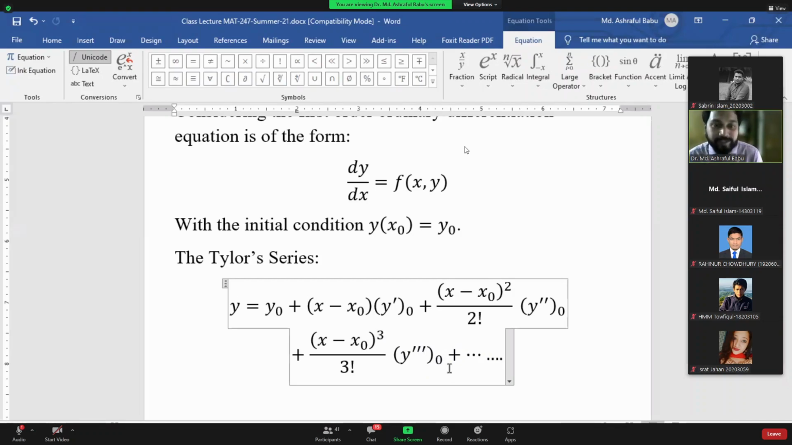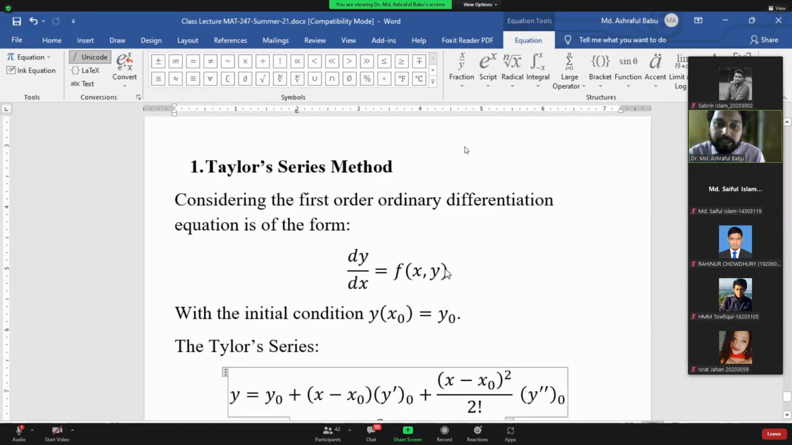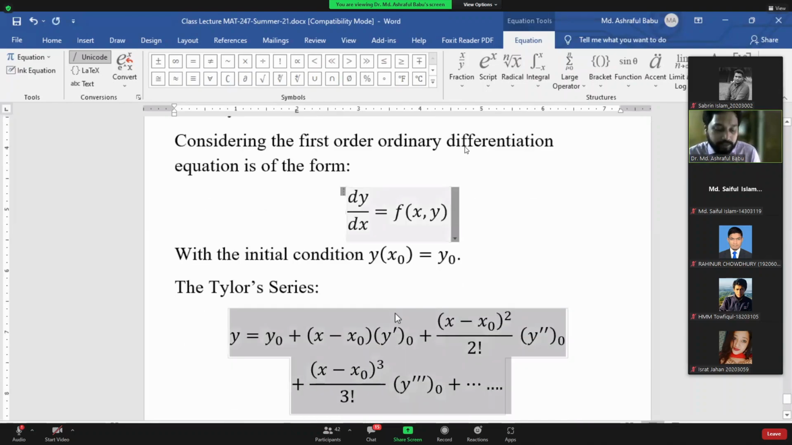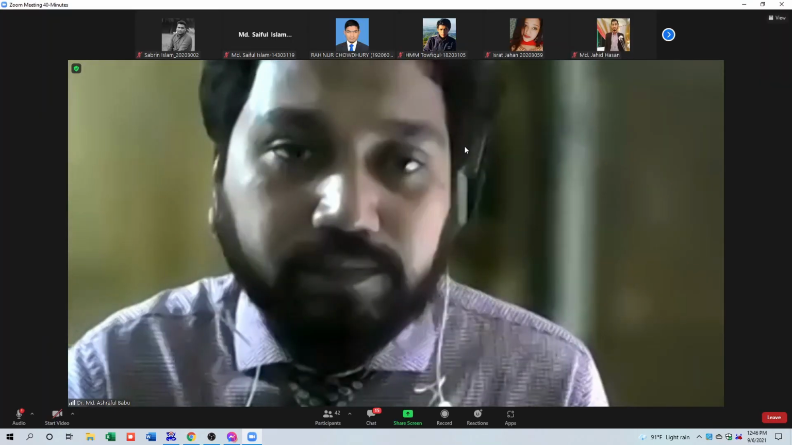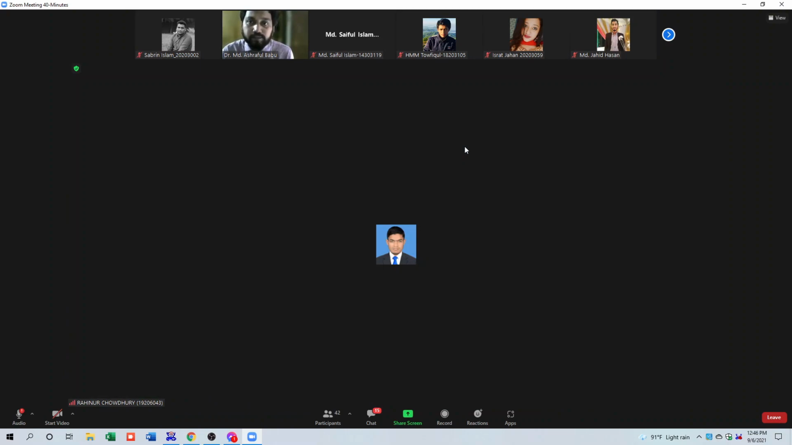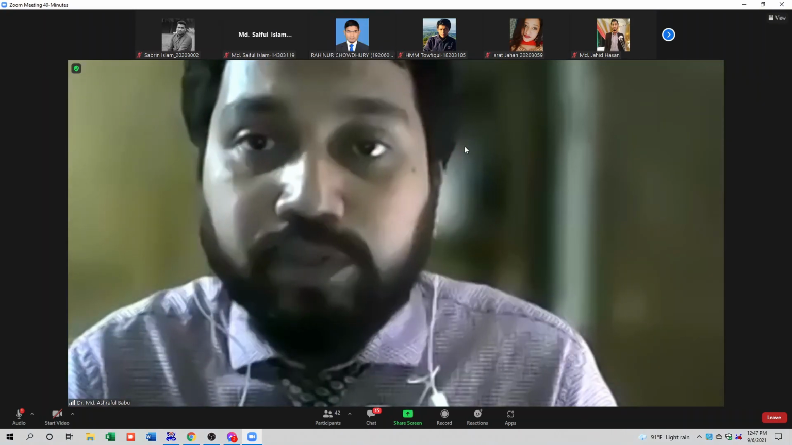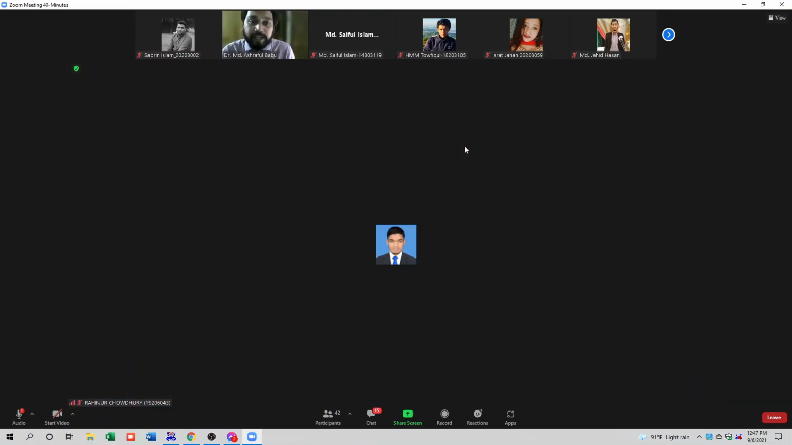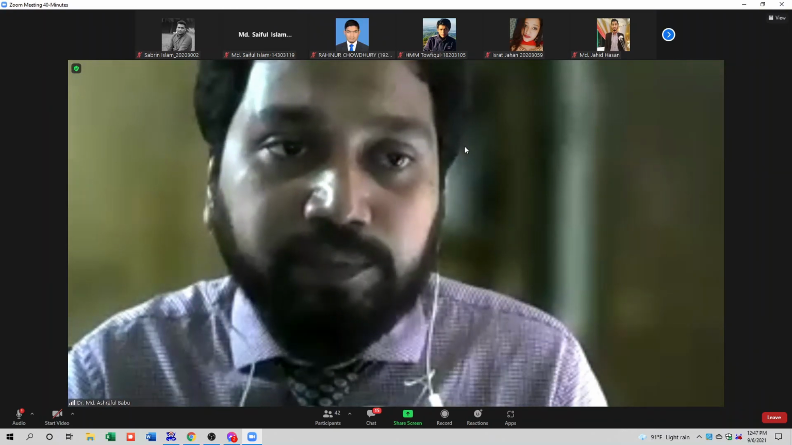So this is simply the Taylor series method, and we will talk more about all of these terms, what they mean, and how you can solve the differential equation using this Taylor series. I will talk about it in the next class, tomorrow. I'll discuss every term in the next class, because discussing this now would need more time.